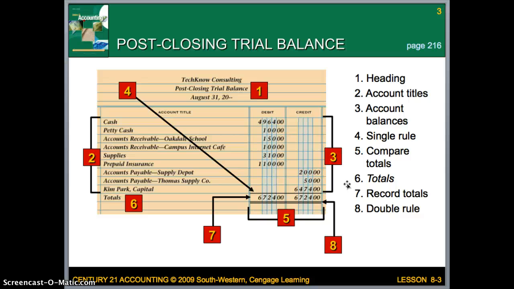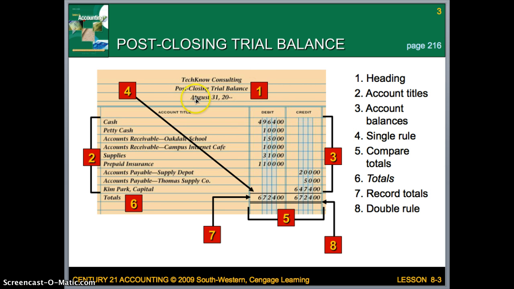So now we need to make one more sheet that our boss can look at so that it can verify that our debits and our credits equal in those general ledger accounts, and that is called our post-closing, so we've already closed, trial balance. We need to write our heading down, which would be Techno Consulting. This was called post-closing trial balance, and then our date.